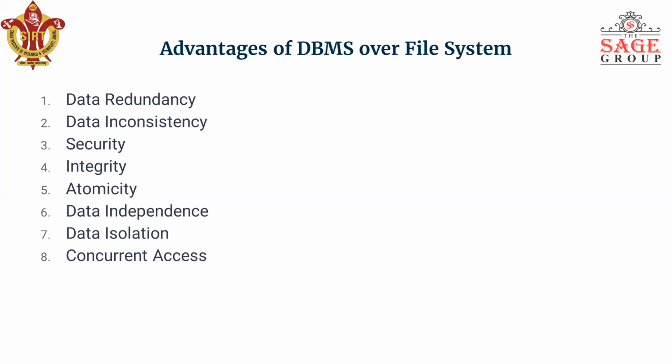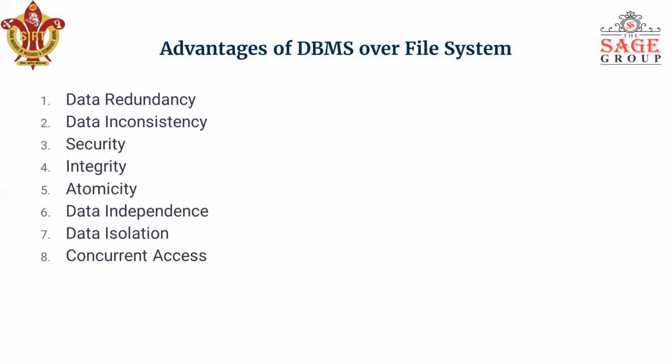Next one is data independence. Data independence is basically an ability in which we can modify the data in the database without affecting the next higher level. That means if we make a change at the physical level, the logical level will not change, or if we change something at the logical level, the physical schema will not be affected. That is known as data independence.